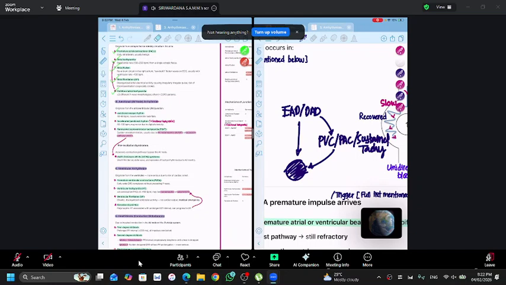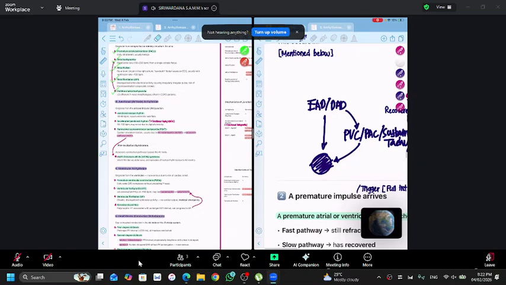Another thing that can happen is that if there is abnormal automaticity, this can also lead to premature beats, like a beat coming before the sinus beat is expected to arrive. And so this can also act as a trigger for this re-entry circuit.